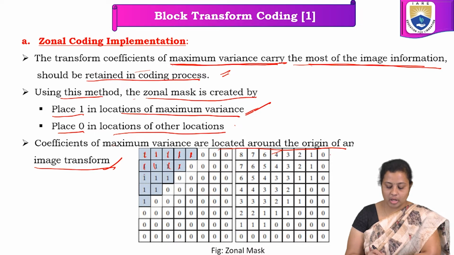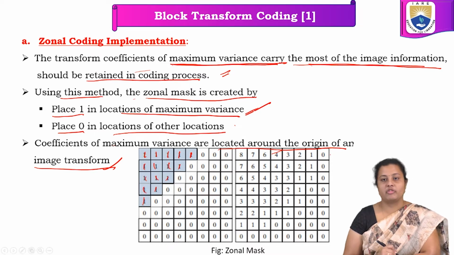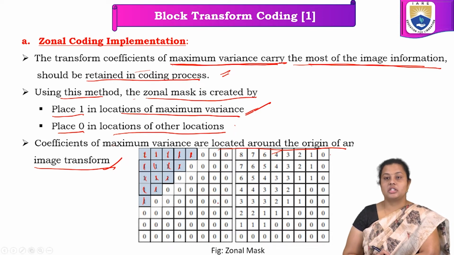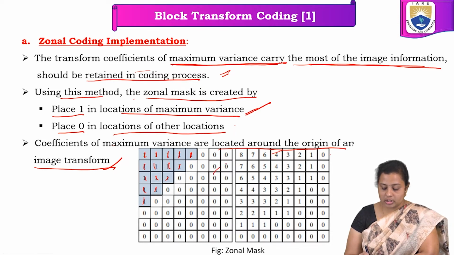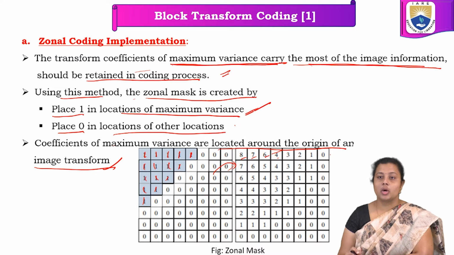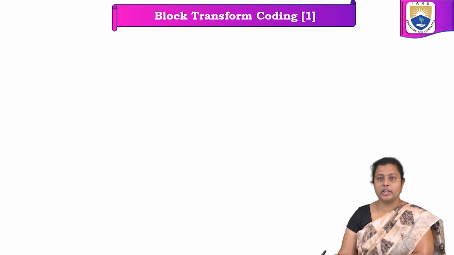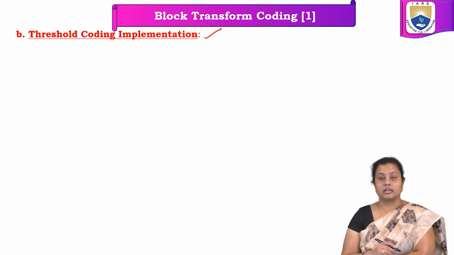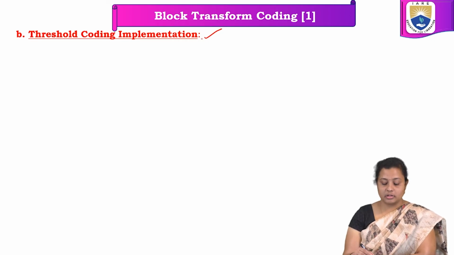So in and around my origin I have my maximum variance, which is represented by 1. The others are all represented by 0, right? So based on this, when we are doing the quantization, we represent it by 8, 7, 6, 4, and so on, the number of bits. So this 8, 7, 6 defines the number of bits that are used to represent in the quantization. Right? So next, the next masking technique is the threshold coding.